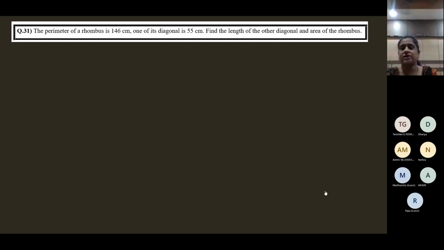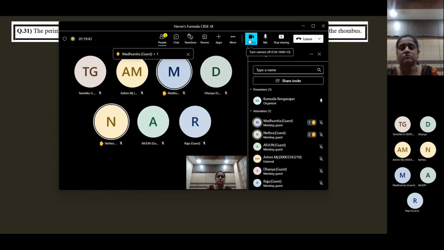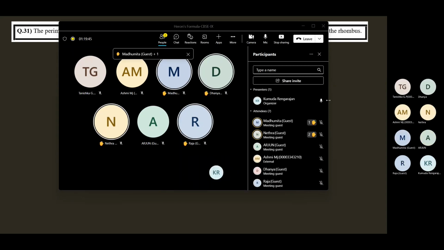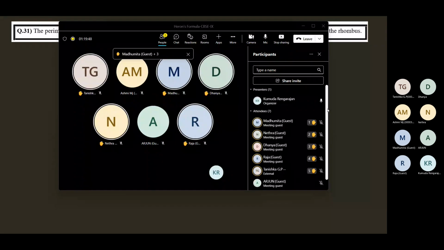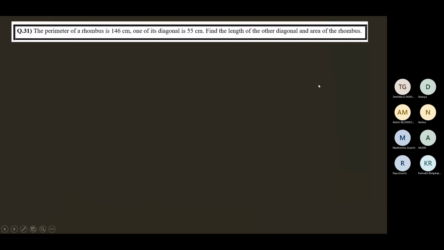Class, use the emoji. Raise your hand. Madhumita, Netra, Danya, Raja, Tanishka, Arjun, and Sri Jana.